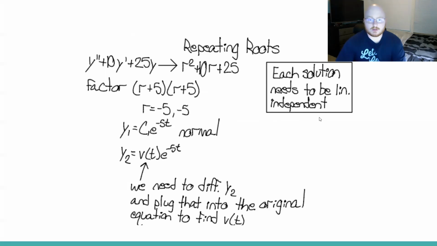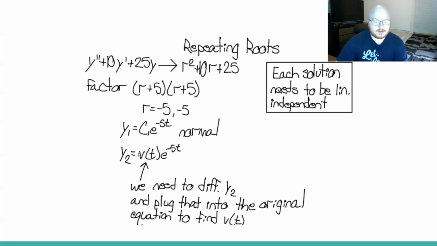Okay, so next we have repeating roots, and again, I'm using the same equation that I factored a couple slides ago, and r is equal to -5 in both cases. But you can't simply set y equal to c1 e to the -5t plus c2 e to the -5t, because each one of these has to be linearly independent of each other.